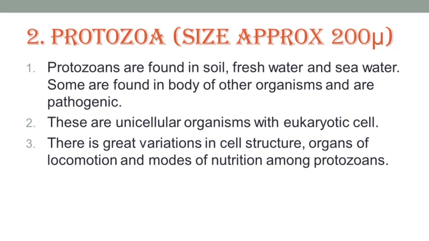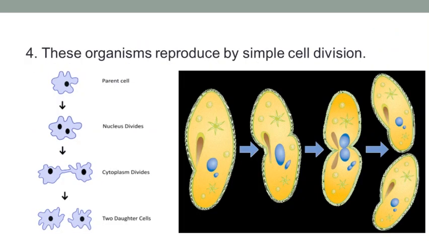It means different protozoans have different cell structures and different organs of locomotion. Locomotion is the organ which helps them in movement, like flagella, pseudopodia and cilia, as we have seen in the previous lecture, and modes of nutrition among protozoans. These protozoans reproduce by simple cell division. Here I have two pictures for you, one of amoeba and second of paramecium.